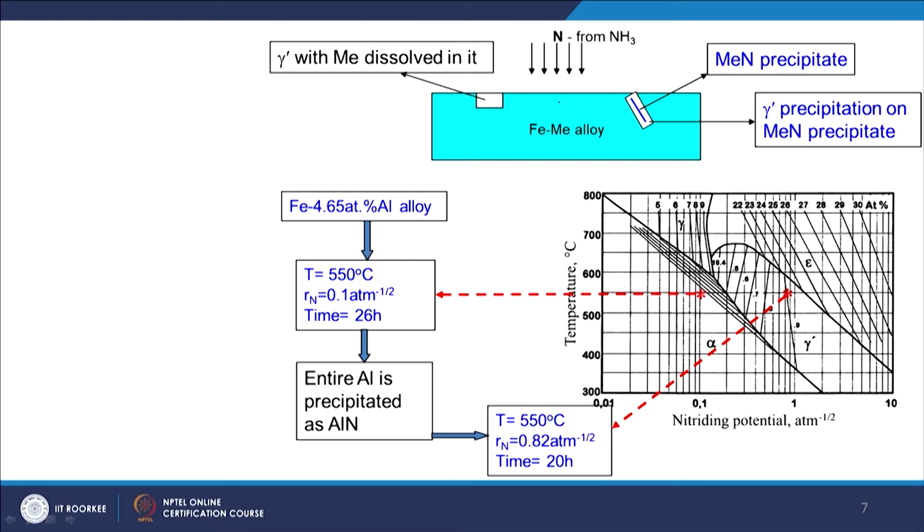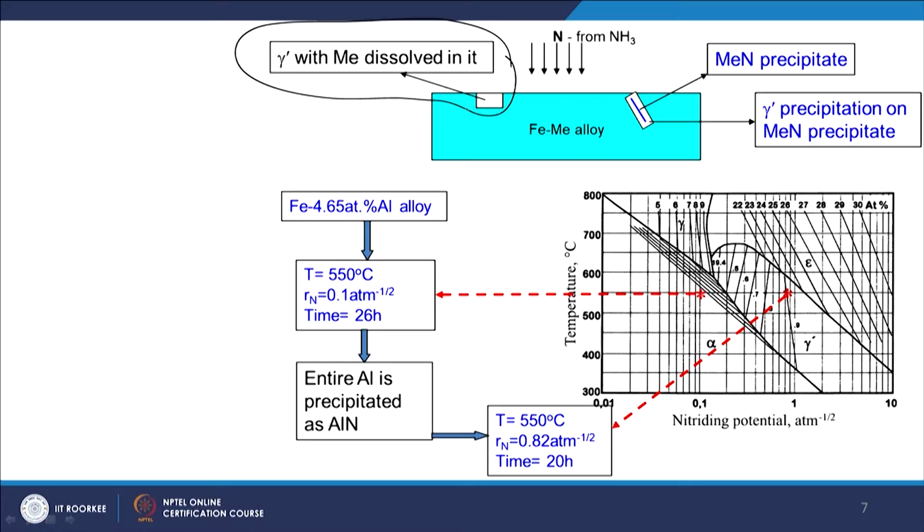Remember, we are nitriding an Fe-Me alloy, and that is receiving the nitrogen by diffusion. Now, you can imagine two situations. One situation is that once it reaches some concentration, you form gamma prime iron nitride with Me also dissolved in the iron nitride. That means you have an iron nitride lattice in which some atoms of iron can be substituted by this element of the alloy. This is the one scenario. If this happens, then it can simply grow as a layer.